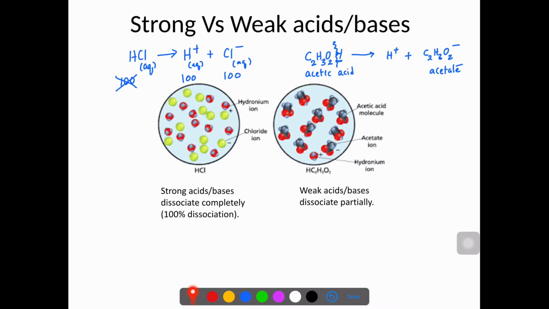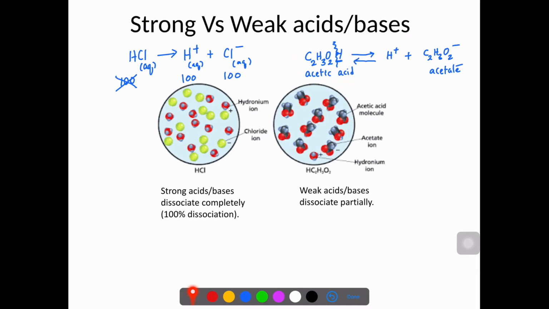Acetic acid, which is a major component of vinegar, is a weak acid, meaning it dissociates partially. And we show that using this double arrow. Okay, the reaction is going to go backward as well. As these ions are generated by breaking, these two can combine together also and make your molecular acetic acid.